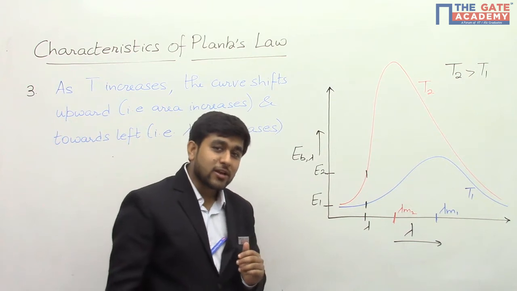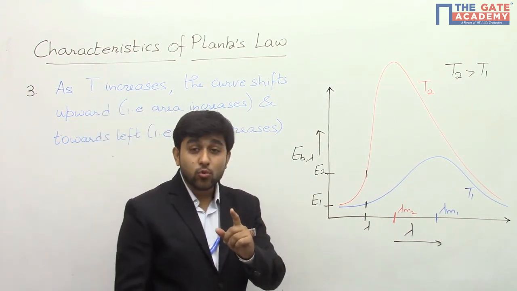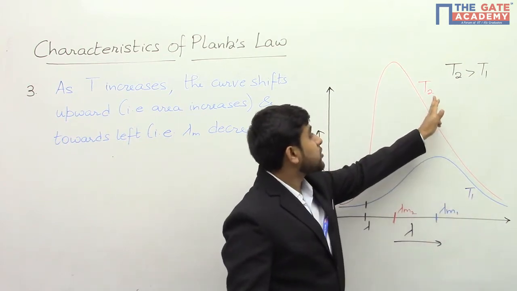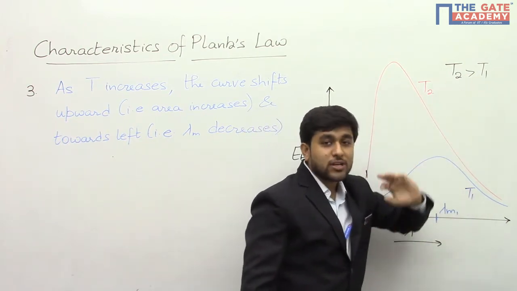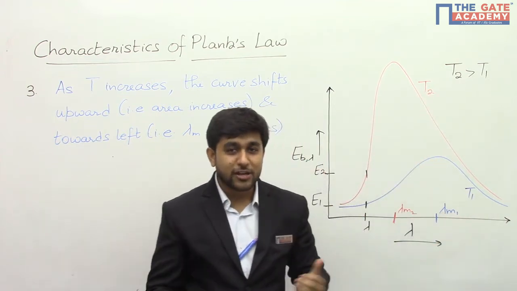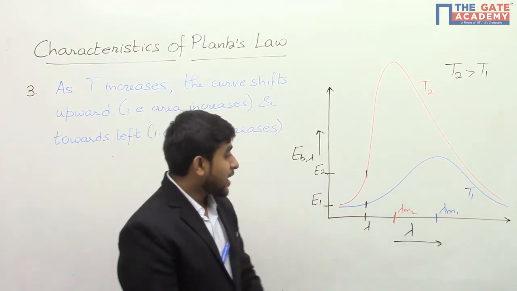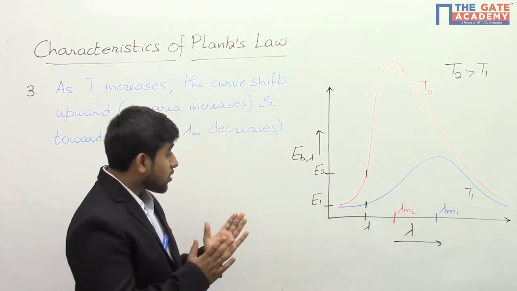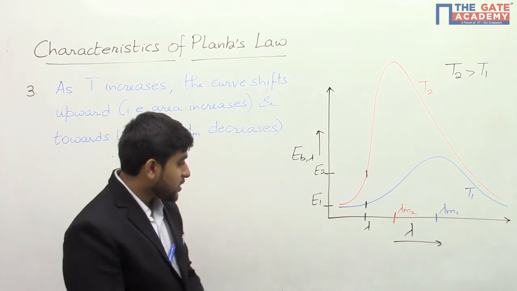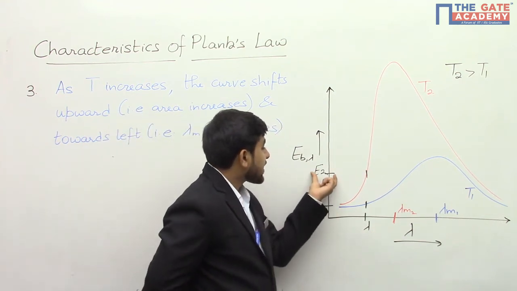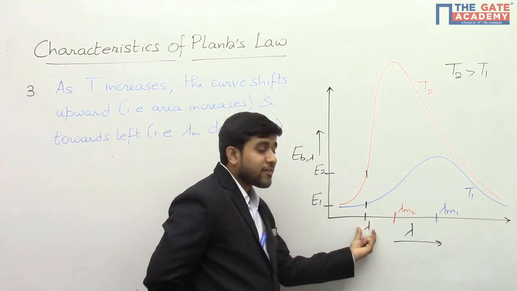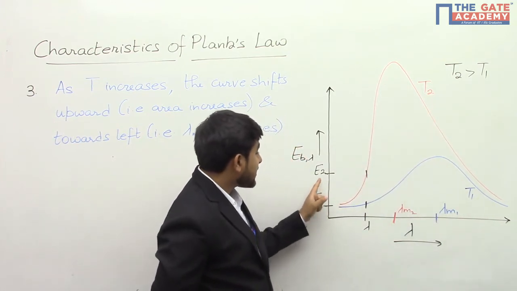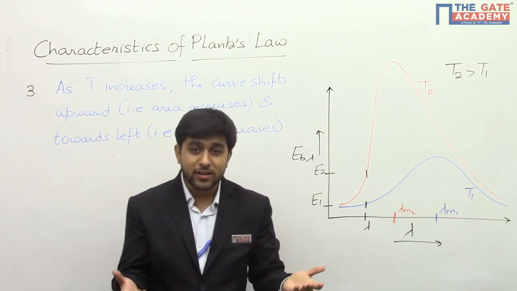So here I have plotted Planck's law for two different values of temperature. There is temperature T1 in blue and temperature T2 in red, where T2 is greater than T1. You can take T2 as 5780 Kelvin, the temperature of the sun, and T1 as 300 Kelvin, the temperature of bodies inside a room. Obviously, first of all, if we take the monochromatic emissive powers for a particular wavelength lambda for temperatures T1 and T2, you will find that E1 is less than E2. This is very correct.